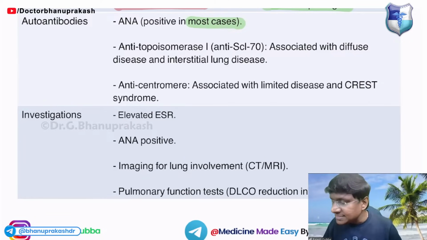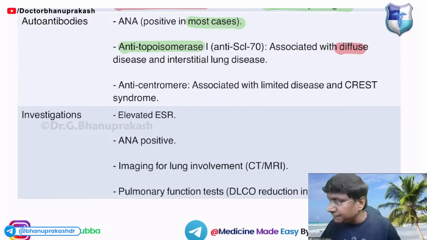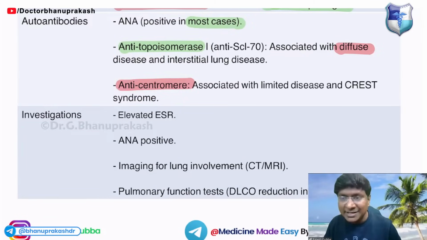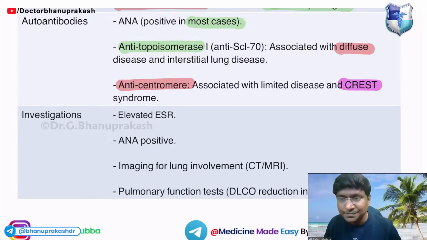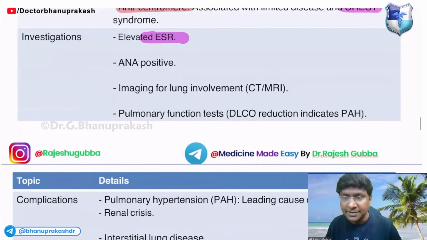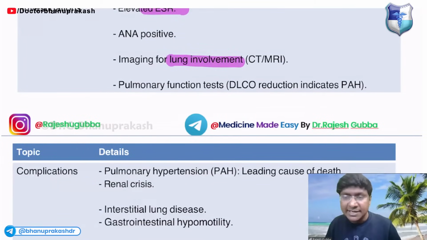Now, where is it you will have this anti-topoisomerase antibody positive? Remember, in diffuse scleroderma, your anti-topoisomerase antibody will be positive. Where is it you will have anti-centromere antibody positive? That will be positive in limited scleroderma, that is CREST syndrome. And because it's an inflammatory condition, the ESR will be elevated. Right? And how will you be able to evaluate the lung involvement? CT as well as MRI. And what is that lung involvement? That will be in the form of interstitial lung disease.